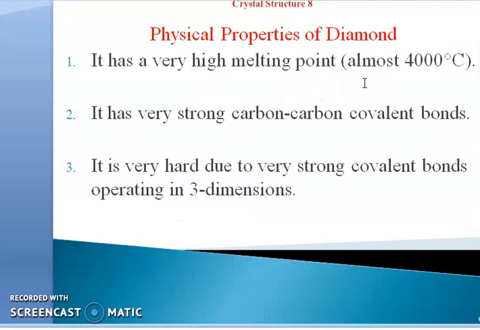Now, what are the physical properties of diamond? First one is it has a very high melting point. It is almost near about 4000 degrees Celsius. 4000 degrees Celsius is the melting point. It is very high. Next physical property is what?